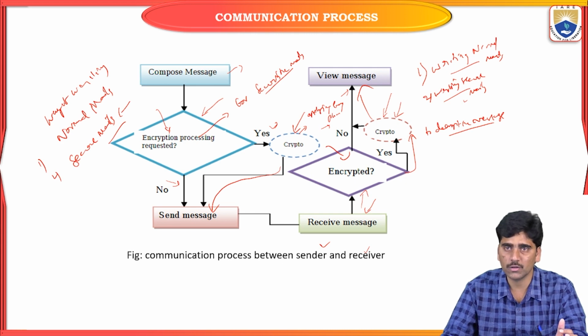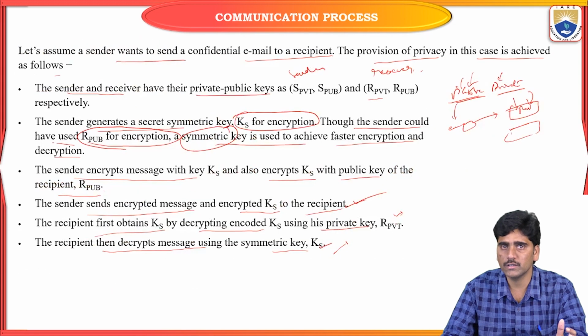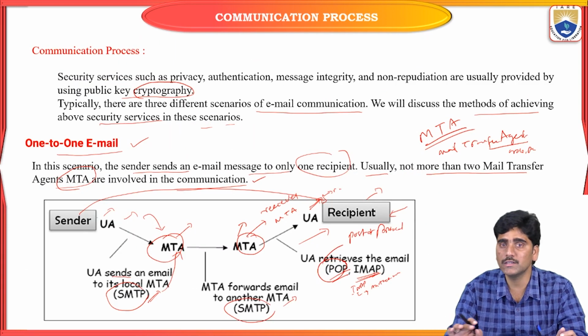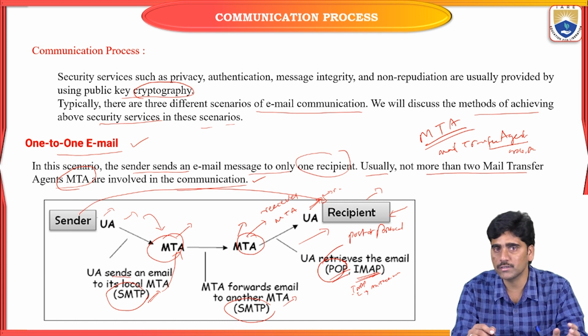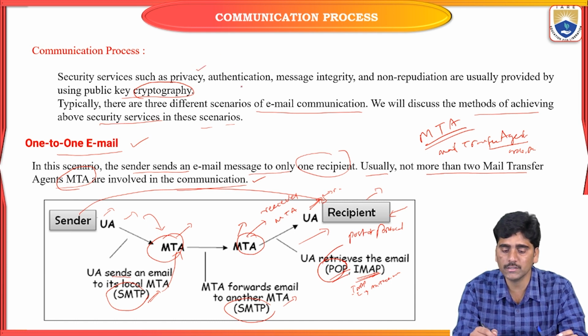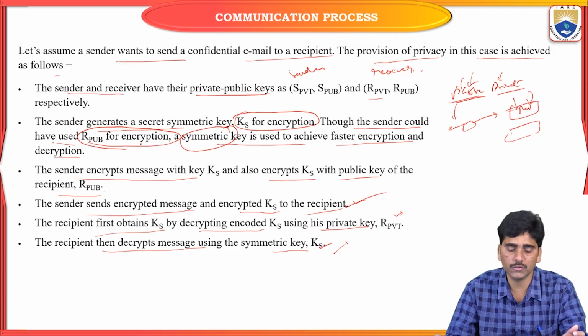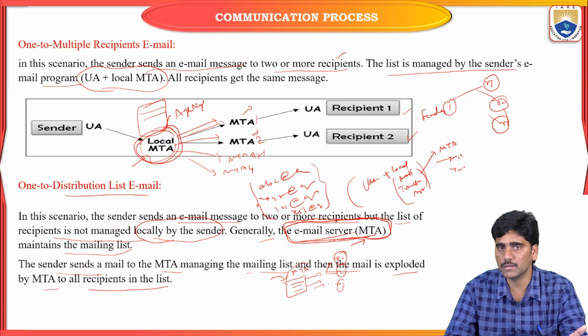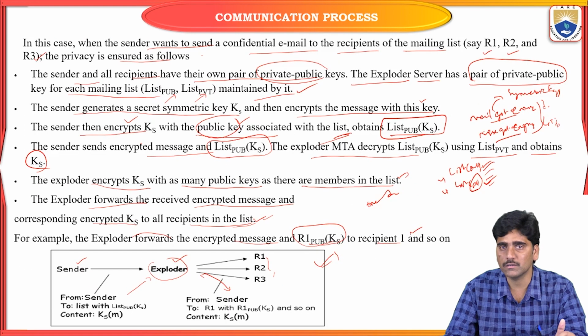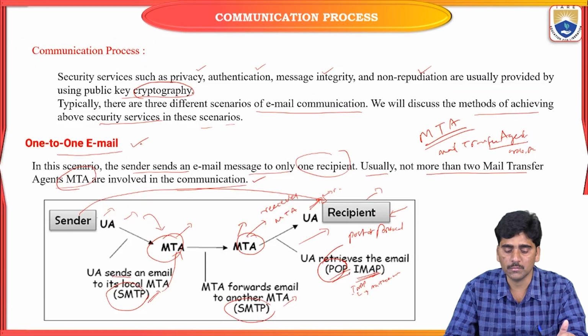Now let us revise the topics which we discussed in this session. Here the communication process is implemented for providing the security services called privacy, authentication, message integrity and non-repudiation. These are the four security services which usually use public key cryptography. Here we can use different scenarios, called one-to-one email distribution, one to multiple recipients emails, and one to distribution list emails.